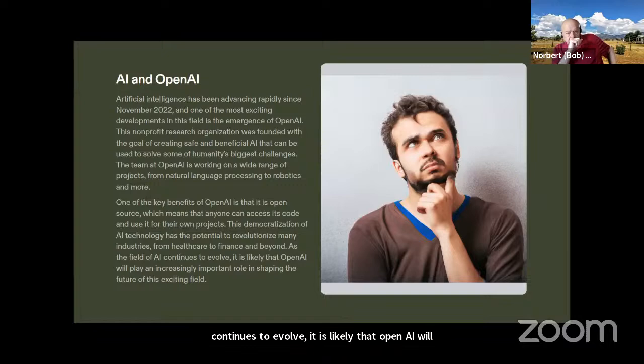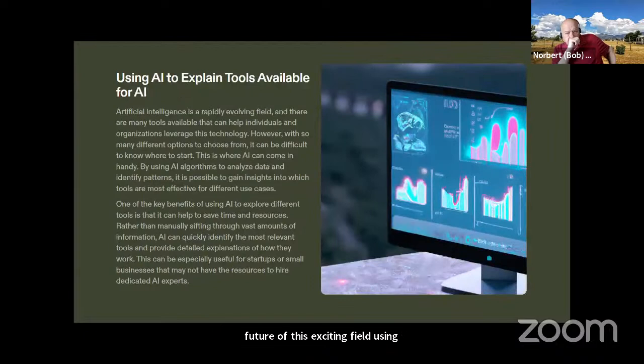Using AI to explain tools available for AI. Artificial intelligence is a rapidly evolving field, and there are many tools available that can help individuals and organizations leverage this technology. However, with so many different options to choose from, it can be difficult to know where to start. This is where AI can come in handy. By using AI algorithms to analyze data and identify patterns, it is possible to gain insights into which tools are most effective for different use cases.